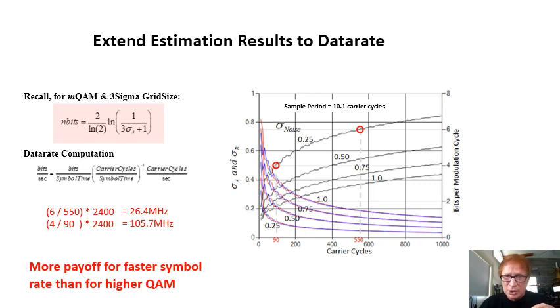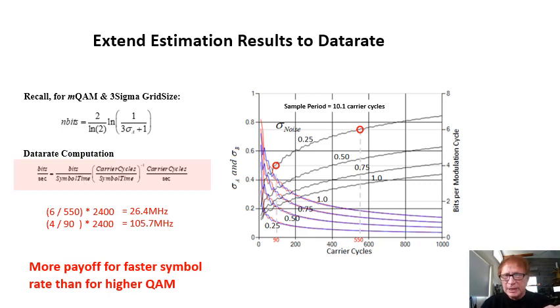The bottom axis locations matching the red circles give us the carrier cycles per symbol time that match the red circles. This information lets us compute the digital data rate in bits per second, disregarding the FEC and guard time to treat multipath. This equation computes the data rate. The bits per symbol time, the carrier cycles per symbol time, and the carrier cycles per second all go into this computation.